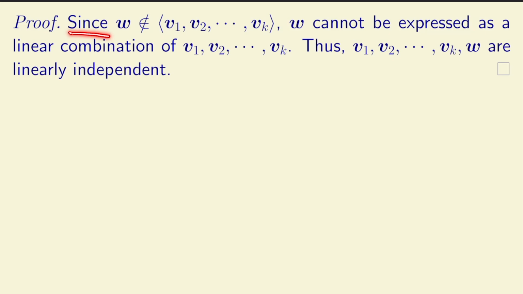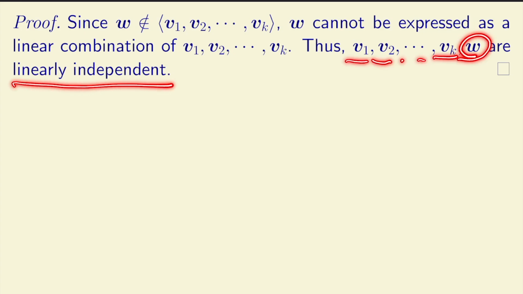Since w does not belong to the subspace spanned by these vectors, w cannot be expressed as a linear combination of these vectors. This directly implies that v1, v2, ..., vk, and w are linearly independent. That's surprisingly straightforward. If w could be written as a combination of the others, it would be in their span. That contradicts our assumption. Precisely.